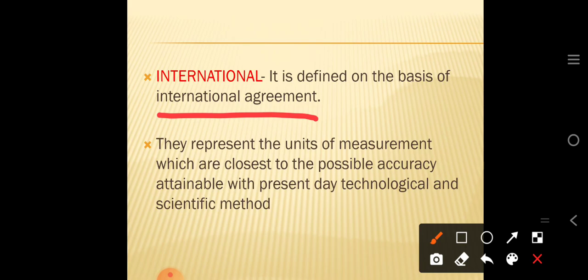They represent the units of measurement which are closest to the possible accuracy attainable with present day technology and scientific method. What does it say? According to present day technology and scientific method, meaning the technology that we are using in day to day life, and whatever instruments we are using for this technology, this standard is represented in relation to that. So this is the international standard.